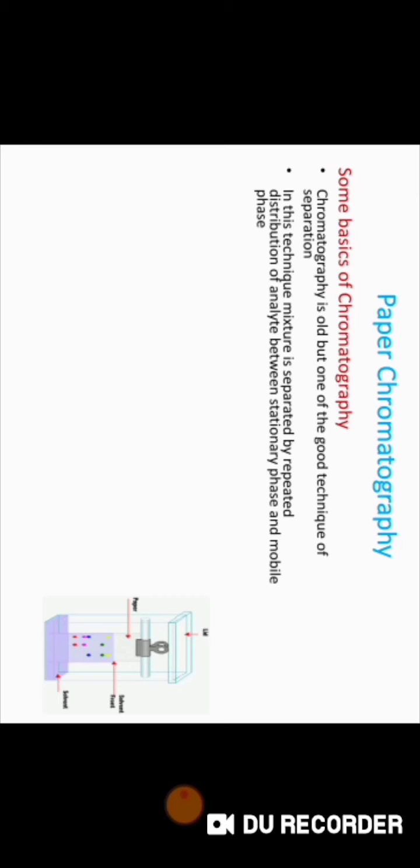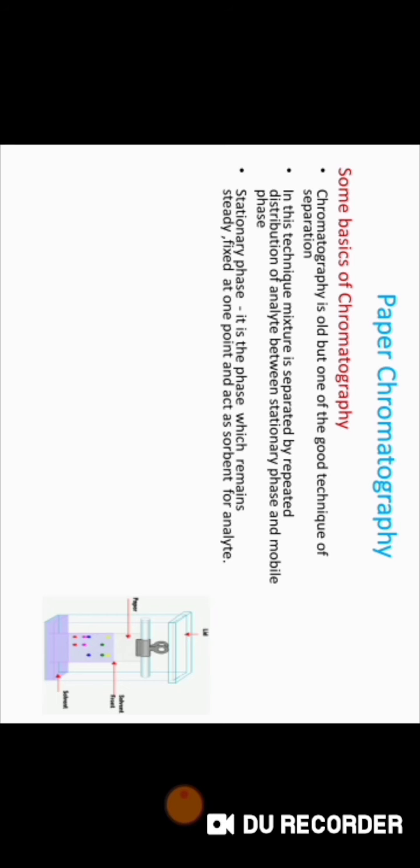So in this technique, the mixture is separated by repeated distribution of the analyte between the stationary phase and the mobile phase. So there is a repeated distribution of analyte between these two phases. One of them is the mobile phase, and the second one is the stationary phase. We'll come back to this point after some further points. Next we'll see what the stationary phase is.